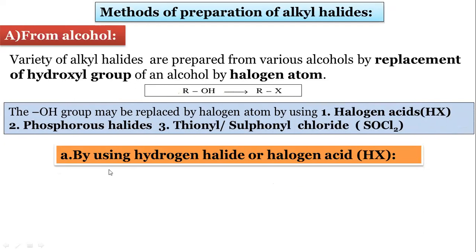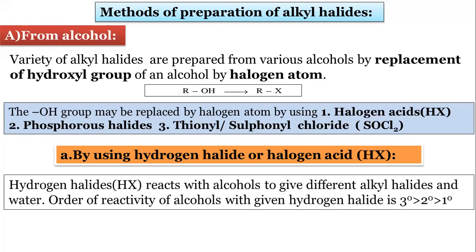First one, by using hydrogen halides, that is HX. There are 4 types of HX: HCl, HBr. First, we will start from HF, then HCl, then HBr, and then HI. There are 4 types of HX, halogen acids, but the reaction with hydrogen fluoride is very fast, or it takes place vigorously, violently. Sometimes it catches fire. So these reactions are not given.